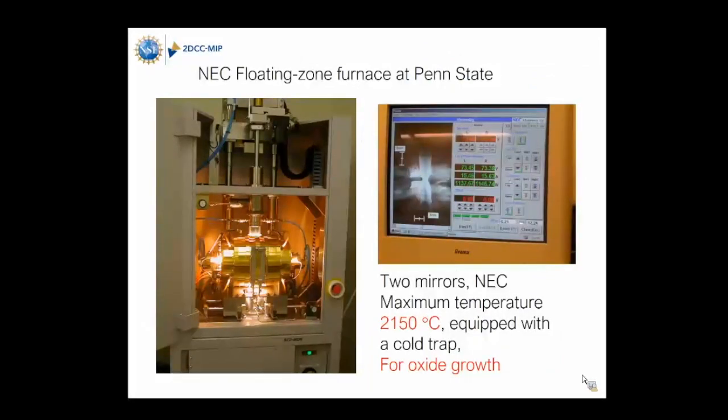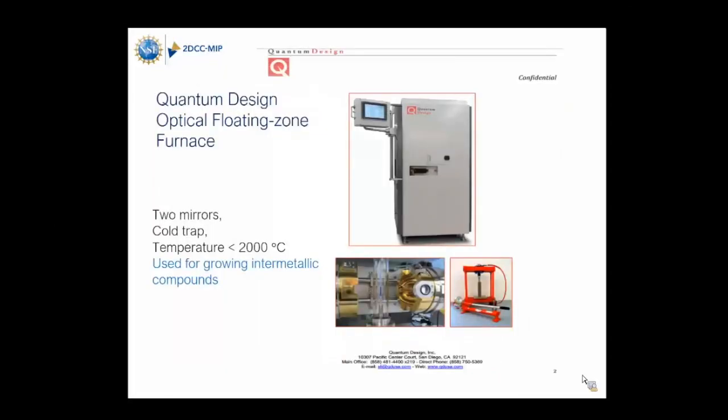So this is my floating zone furnace moved from Toronto. This one has 2 mirrors. Maximum temperature is 2150 degrees C. What is unique about this furnace is that it is equipped with a cold trap. You cannot see it. It's here, the cooling water running into this tube, so that could attract the vaporized material. Otherwise, the quartz tube can get contaminated very quickly. This is a custom design, used for oxide growth. It will be installed in my lab here.